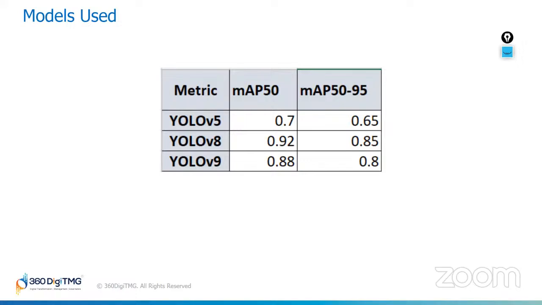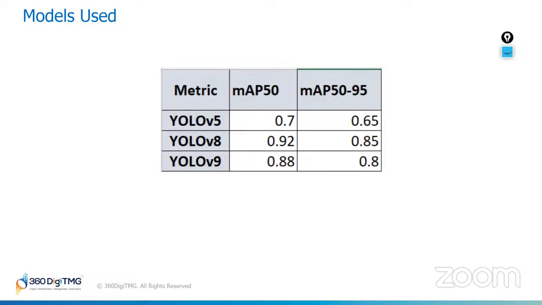So first was YOLO 5, which gave us around 0.7 in MAP 50, and for MAP 50 to 95, it gave us 0.65. So YOLO V8 performed better than this, in which we got 0.92 for MAP 50 and 0.85 for MAP 50 to 95. And for YOLO V9, it was a bit lesser than YOLO V8.